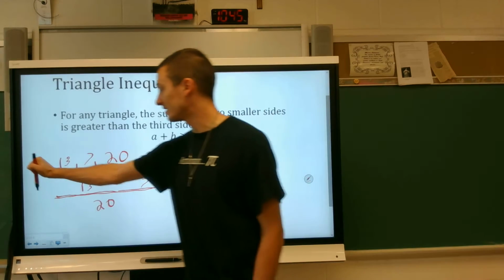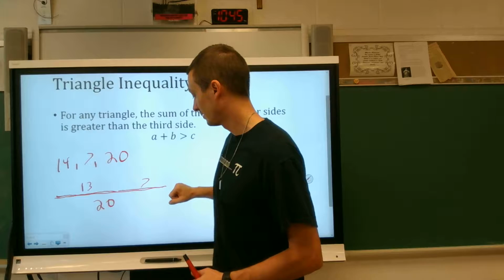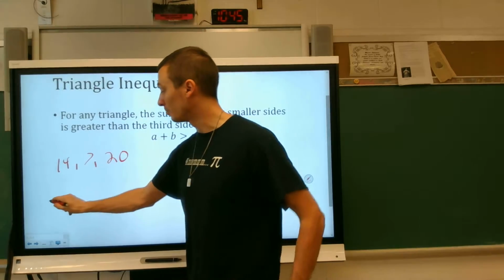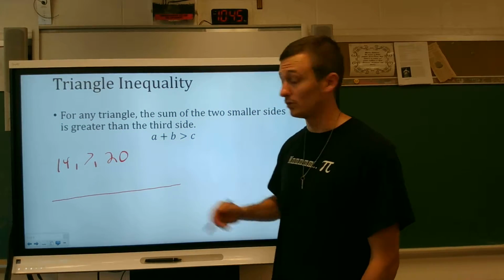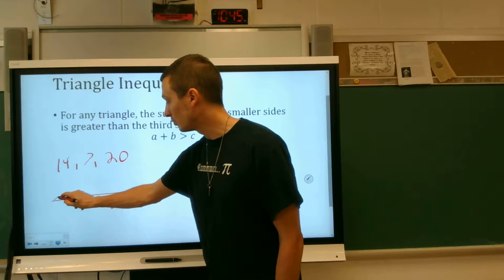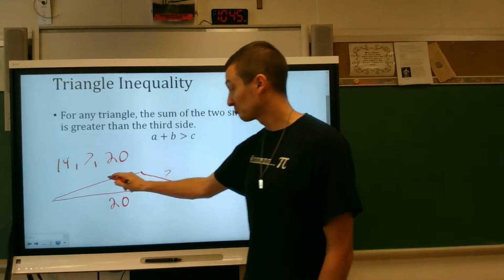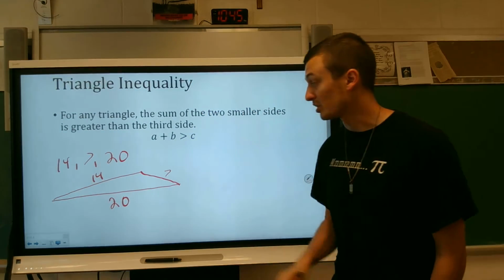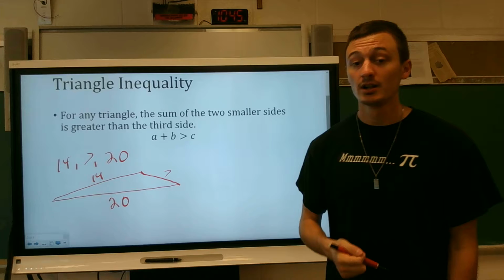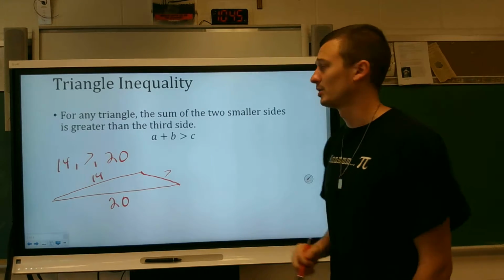So if I were to make this 14, 7, and 20, that would make a triangle, because, I mean, it's going to be a real thin triangle. It's still a triangle. That's 20. 14 would go to there. 7 would go to there. Still a triangle, because the two smaller sides are bigger than the third side. Or the biggest side, whatever you want to call it.